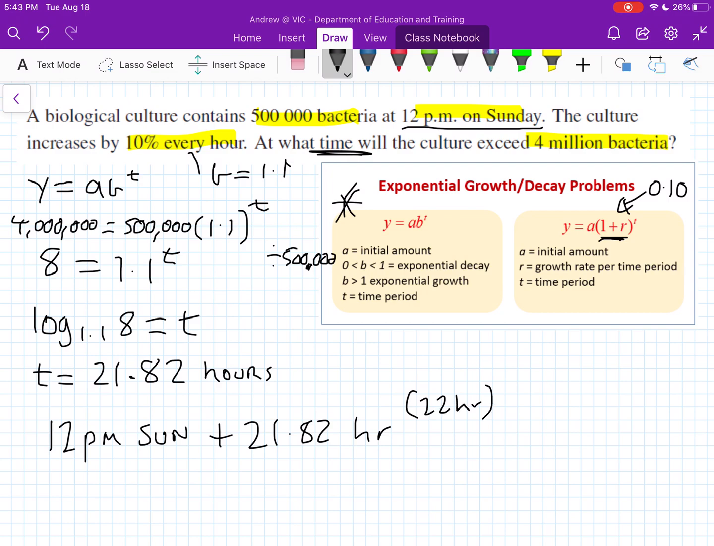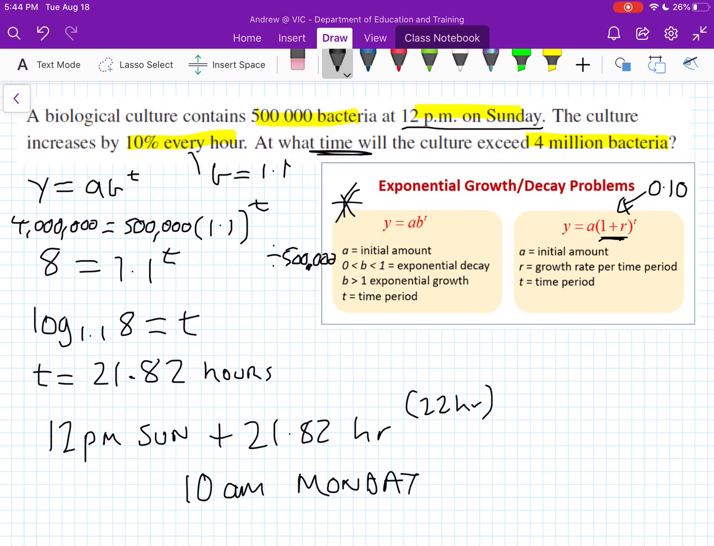Because it's looking at when it would exceed 4 million bacteria, here 22 hours after 12 p.m. on a Sunday, I sort of gave it away, this is 10 a.m. Remember, 12 p.m. is midday. So this is 10 a.m. Monday. It will exceed 4 million bacteria, if we're just looking at hours there.